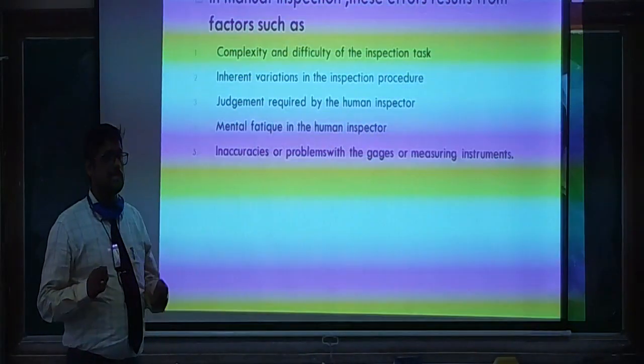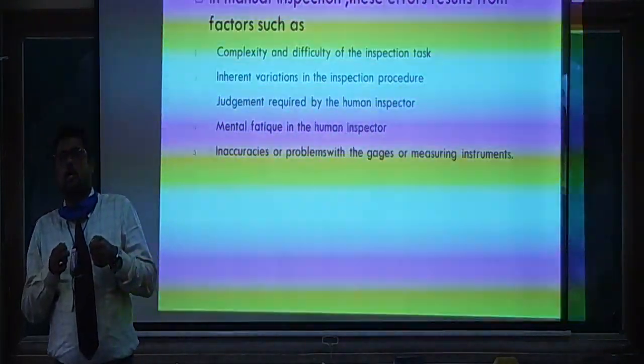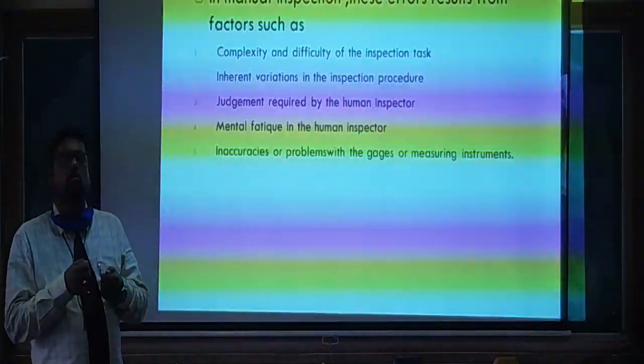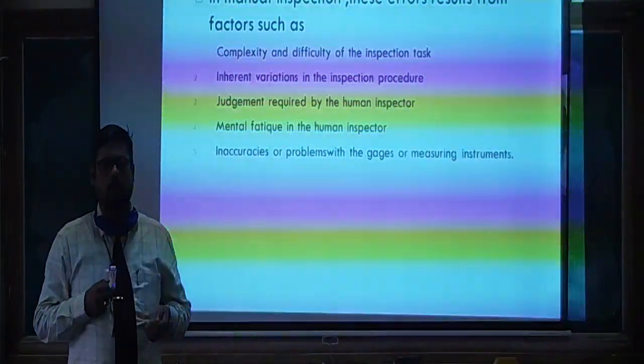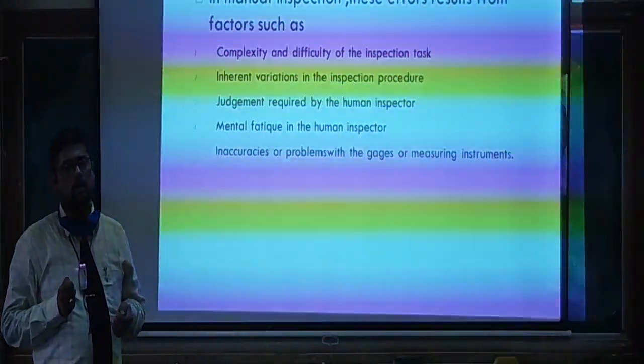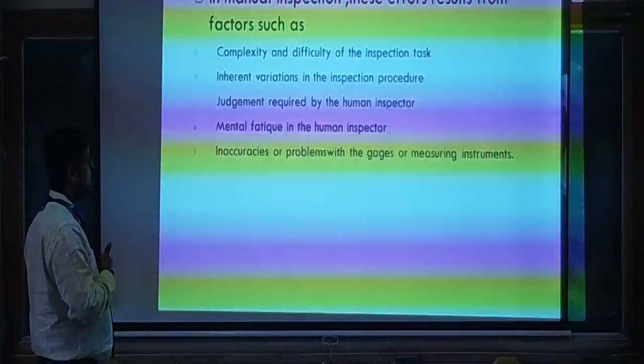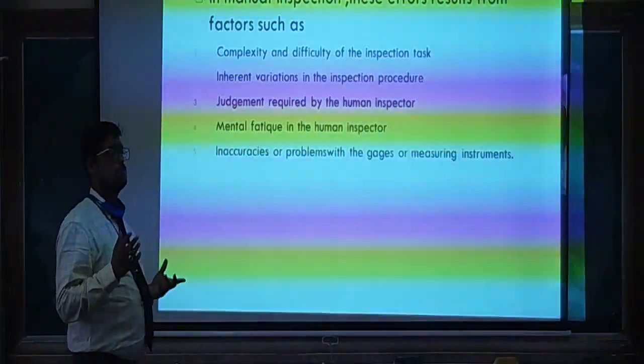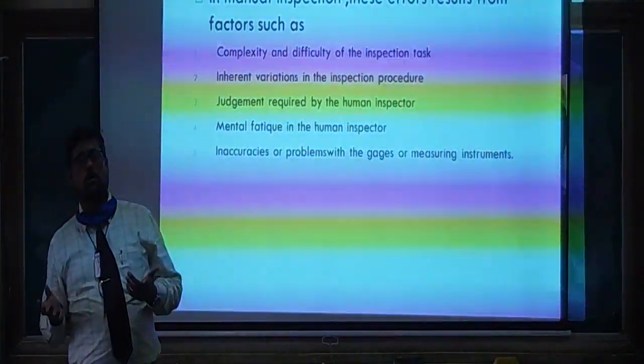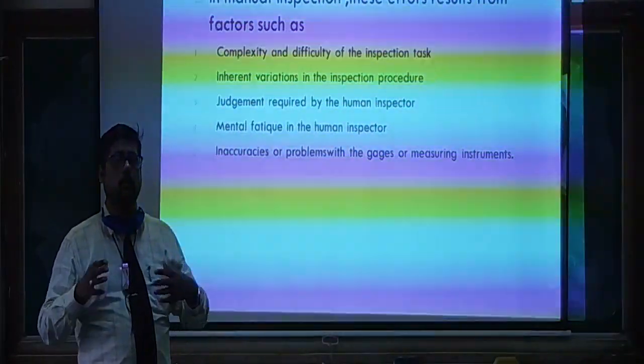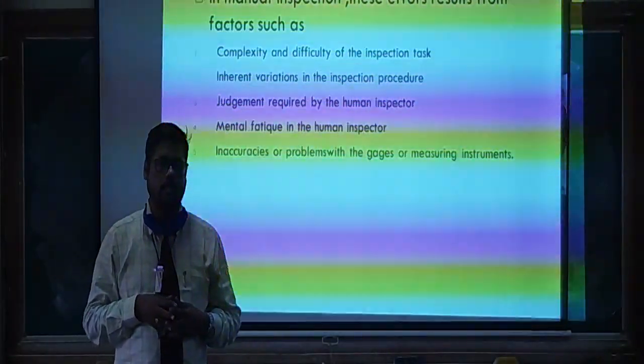In some cases you can't move the instruments there to check the diameter of that particular part. So that is a difficulty in the inspection task. In that particular case, what the human inspectors are doing is confirming that particular item.